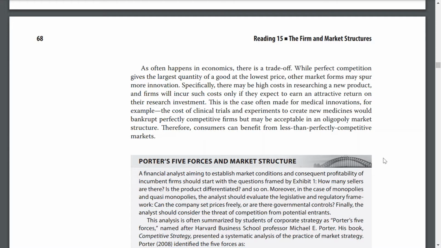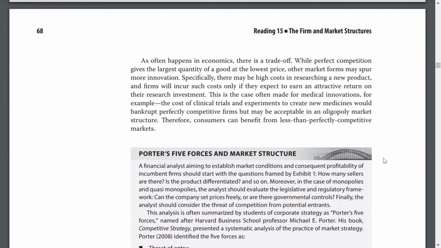This is the case often made for medical innovations. For example, the cost of clinical trials and experiments to create new medicines would bankrupt perfectly competitive firms, but may be acceptable in an oligopoly market structure. Therefore, consumers can benefit from less than competitive markets.